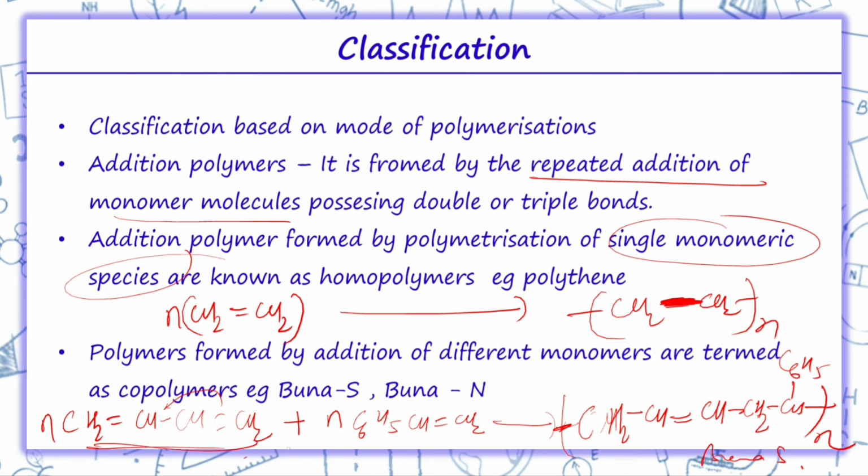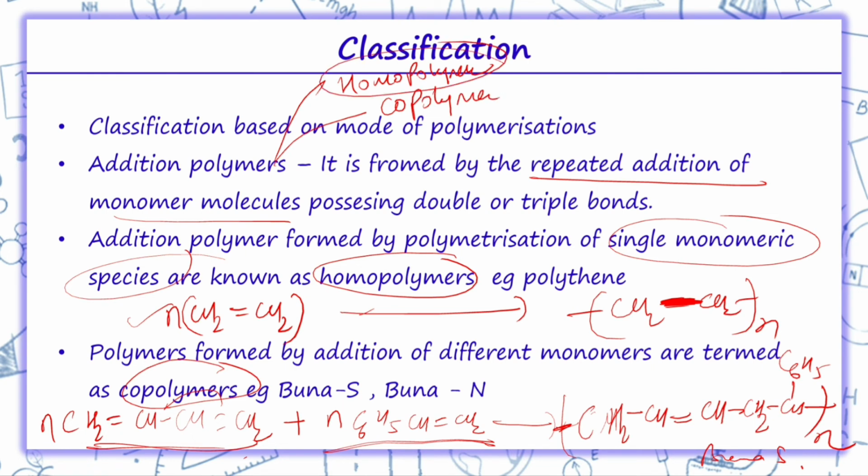So when different monomeric units join together, they form copolymers. When the same monomeric units join together, they form homopolymers. So basically addition polymerization is categorized into homopolymers and copolymers. Homopolymers form when the same monomeric units combine together. In copolymers, different monomeric units combine.